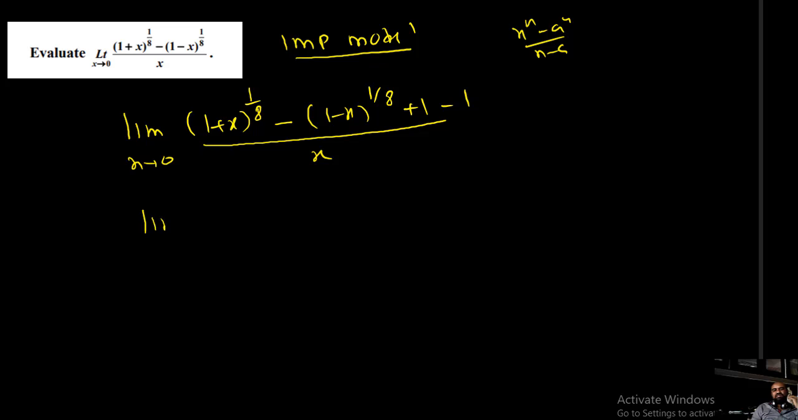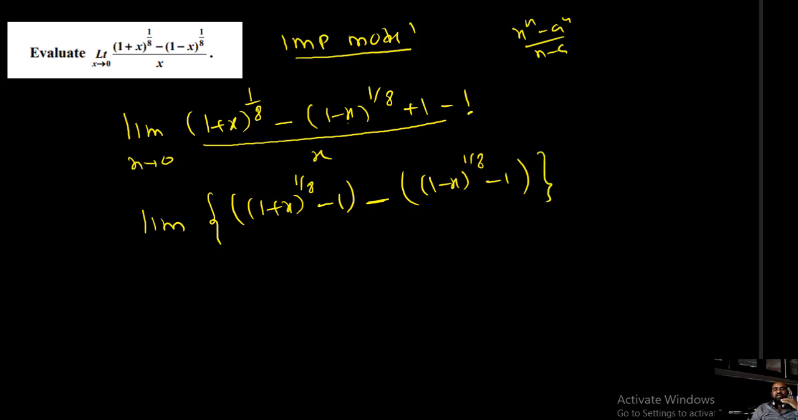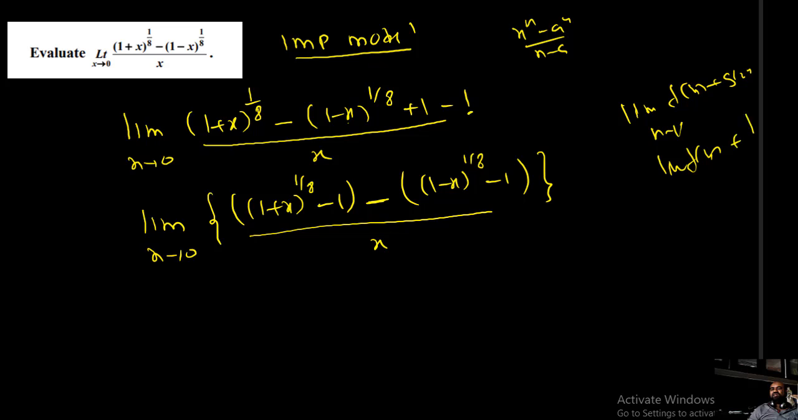Next step, students, listen, limiting value of 1 plus x whole power 1 by 8 minus 1, this minus 1. From this and this I took minus common. So what happened, I will write here bracket 1 minus x whole power 1 by 8 minus 1 by x. Students, x is tending to 0. Now I want to apply this limiting value of f of x plus g of x where x tends to a means limiting value of f of x plus limiting value of g of x where x tends to a.